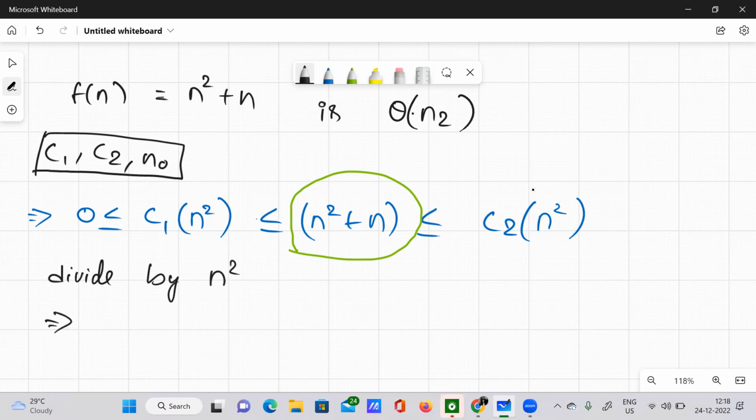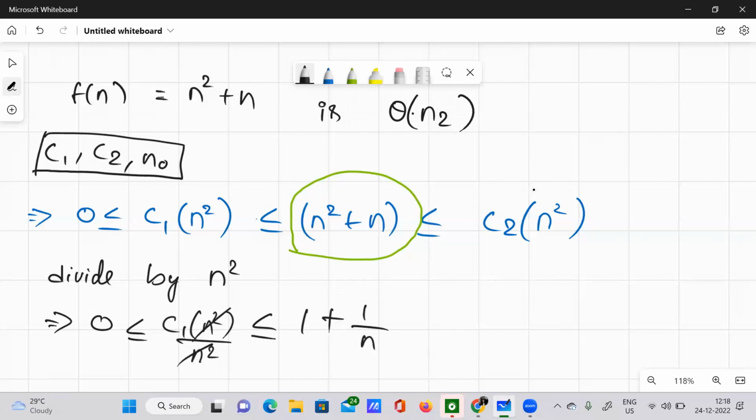0 by anything is obviously 0, less than or equal to c1 of n square by n square. What happens if I divide c1 of n square by n square? Obviously both will get cancelled, and less than or equal to, if I divide this entire thing by n square, what happens? N square by n square is nothing but 1, n by n square is nothing but 1 by n, and less than or equal to, if I divide this entire thing by n square, I'll get c2, right?